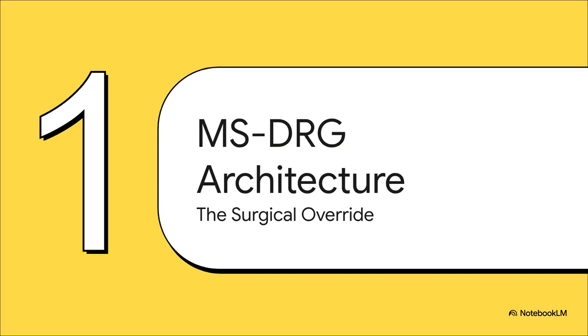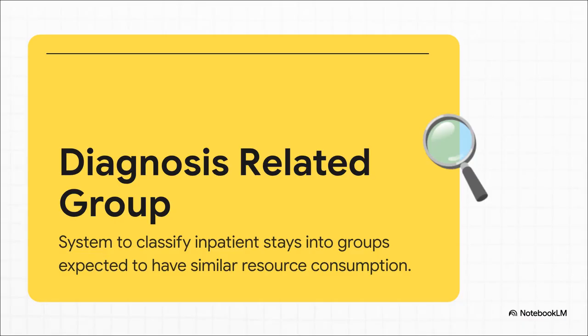Okay, kicking things off with Section 1, MS-DRG architecture and partitioning, focusing on the surgical override. Think about how massive the MS-DRG system actually is for a second. It's kind of mind-blowing. It takes literally thousands upon thousands of possible diagnosis and procedure combinations, and then neatly funnels them down into roughly 750 distinct payment categories. And the whole point of this giant puzzle? Grouping cases by clinical and resource similarity.